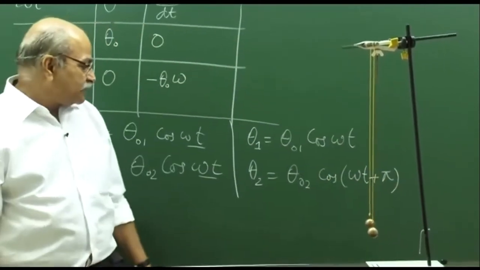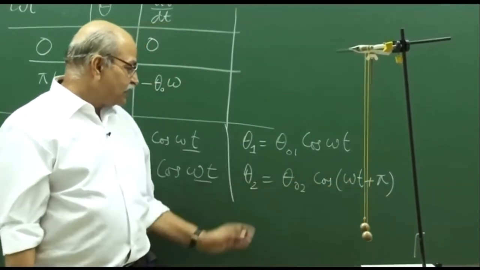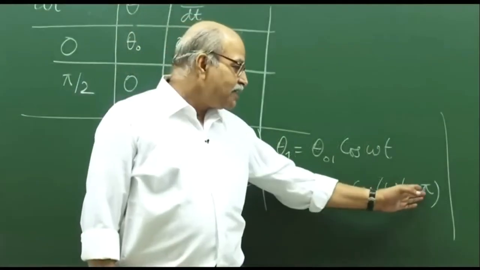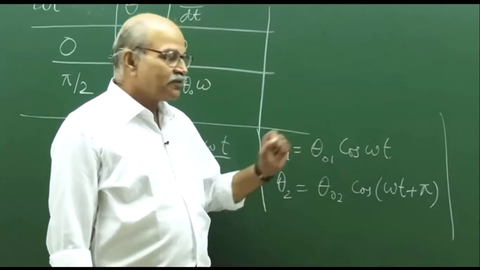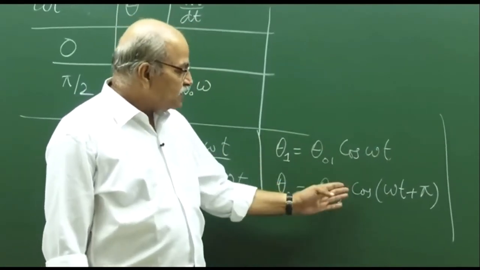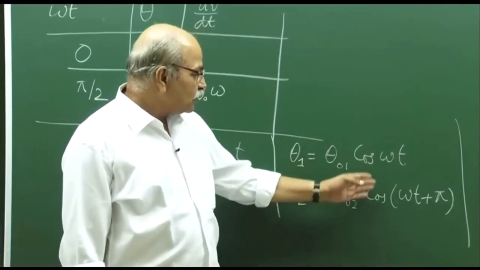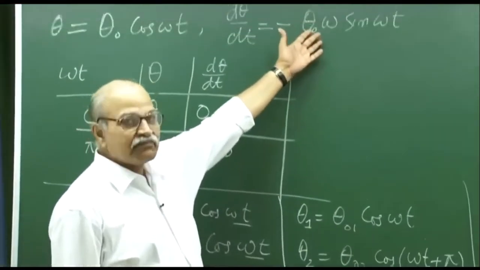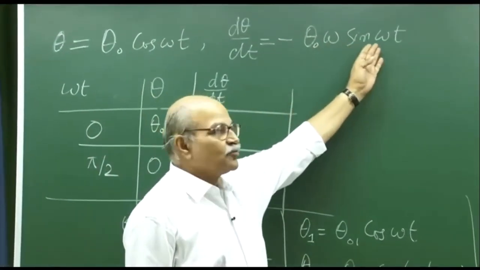You can check if omega t is 0, this is cos pi, which is minus 1. So this is now minus theta 0 2. So by putting this pi here, we are able to describe the motion of both the pendulums. And even if you think of velocity, one is going left, another is going right, that also can be obtained by this pi itself. Velocity is given by this expression, minus theta naught omega sine omega t.